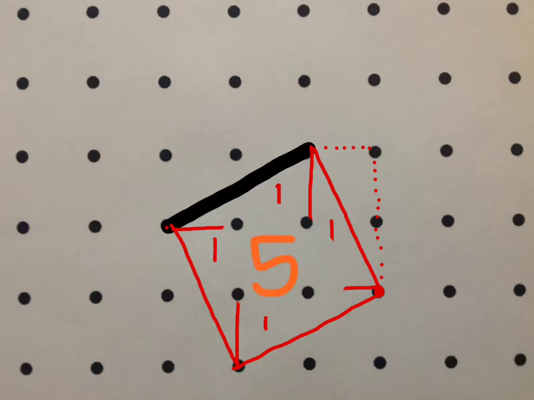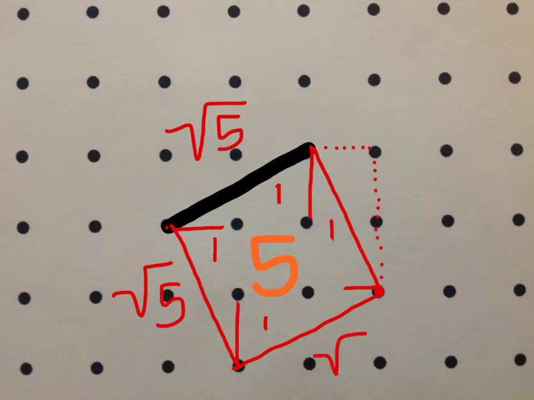So if the area of this square is 5, that must mean all of the lines are square root of 5, square root of 5, square root of 5, and square root of 5. Again, 5 is not a perfect square, so I leave it as a radical, a 5 underneath the radical, so I leave it as the square root of 5.